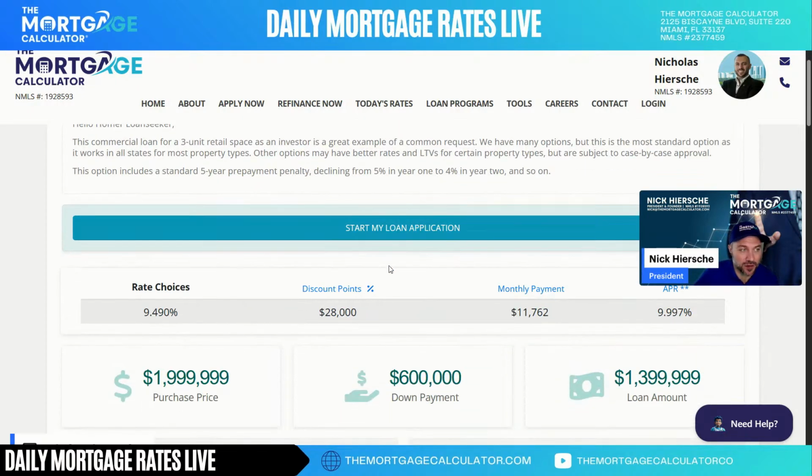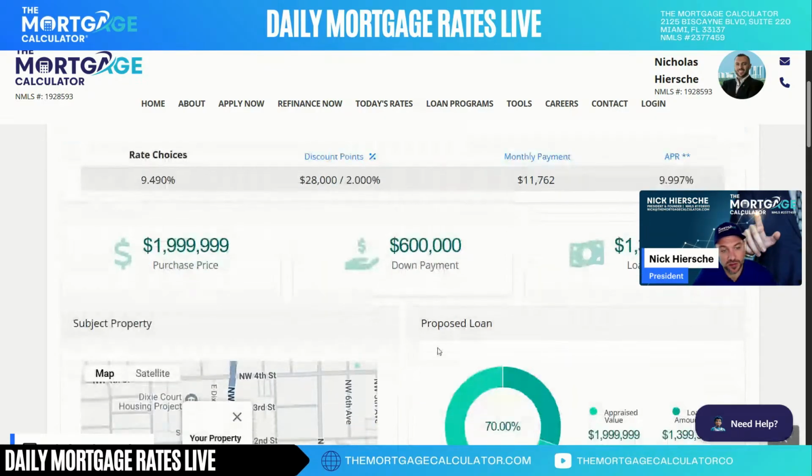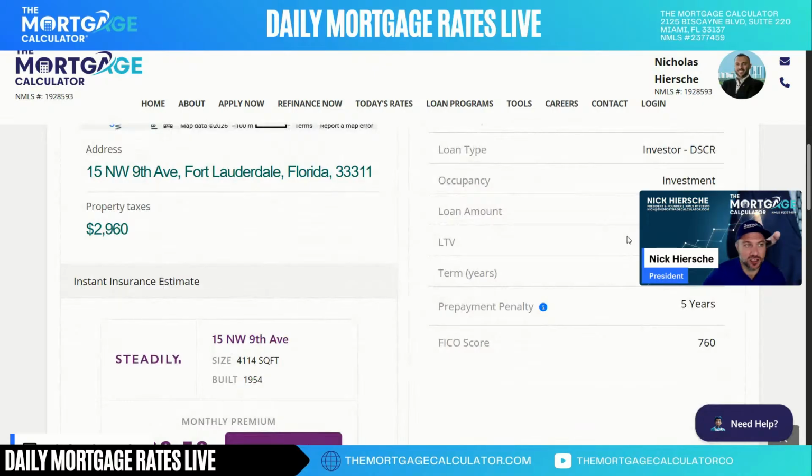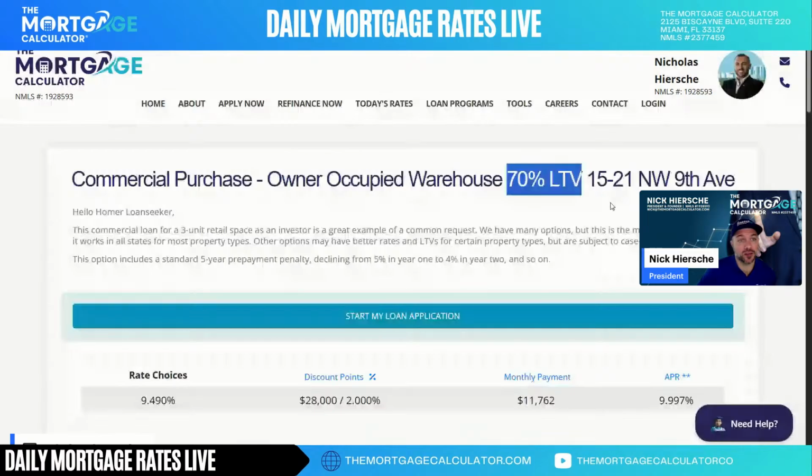This does include the standard 5-year prepay. Rates are pretty much the same, just a much higher loan amount here and a much higher down payment. So still the same 30% down payment and still all the same setup. Nothing much different about the rates or the setup. It is pretty standard across the board, even at higher loan amounts.